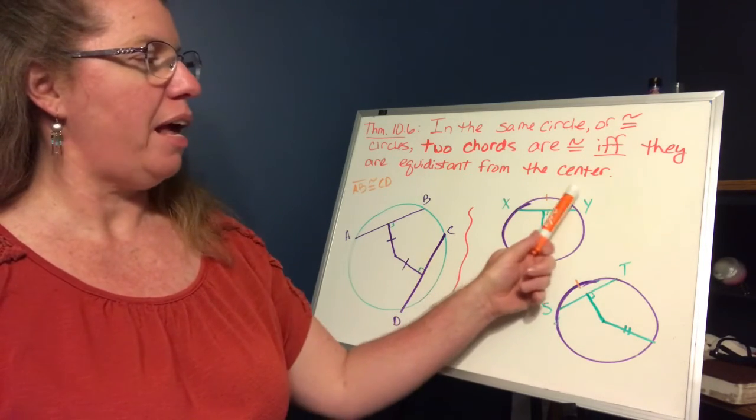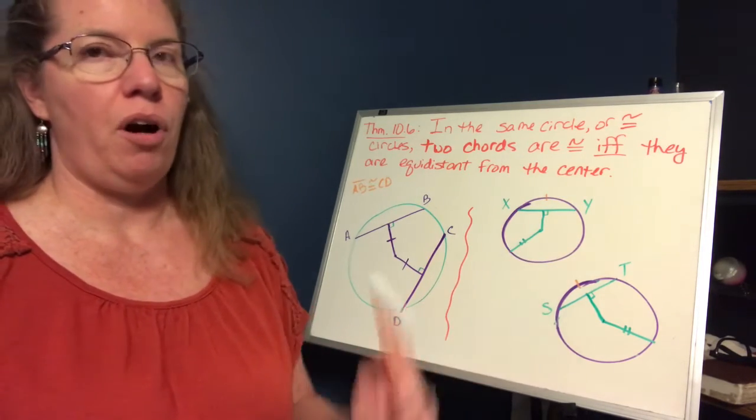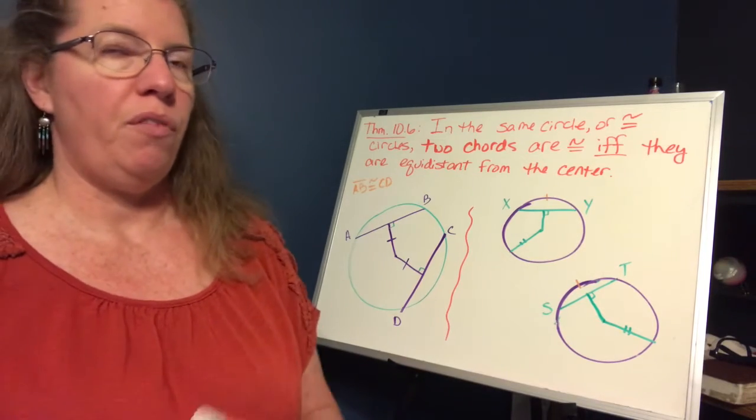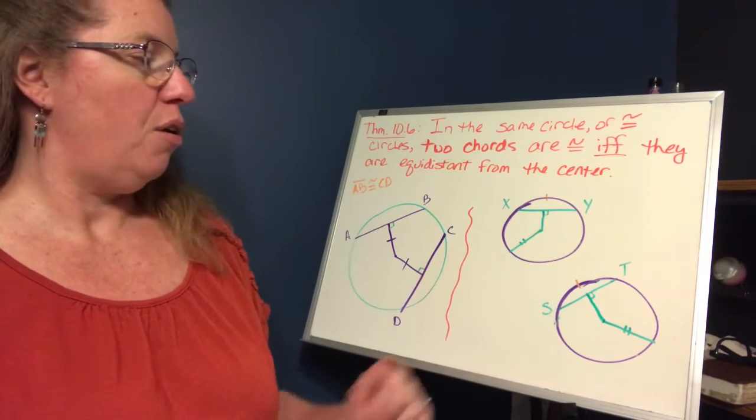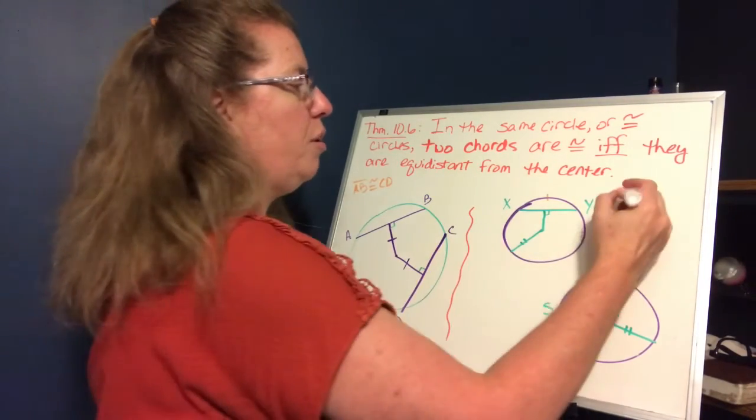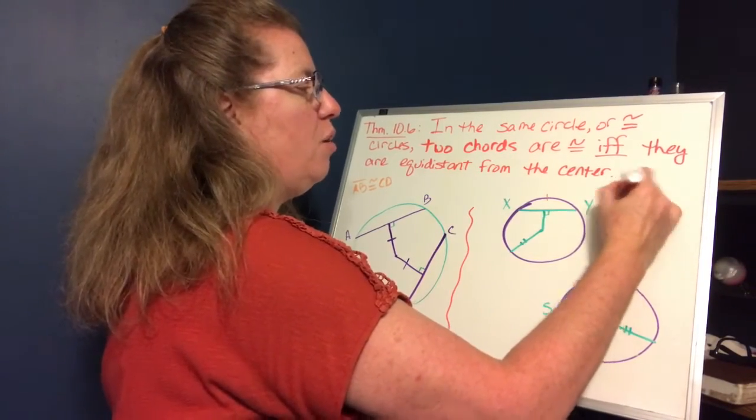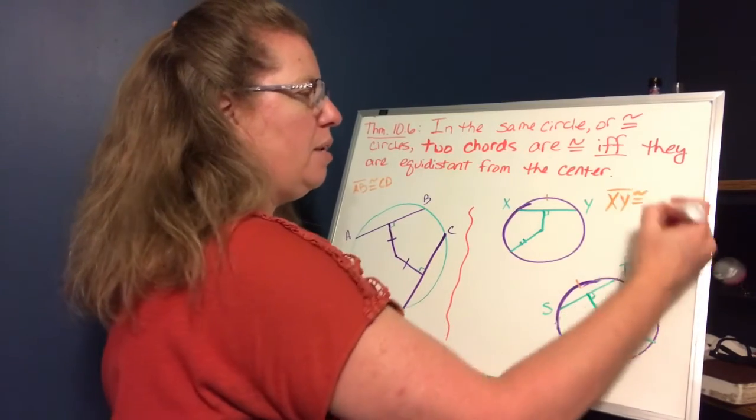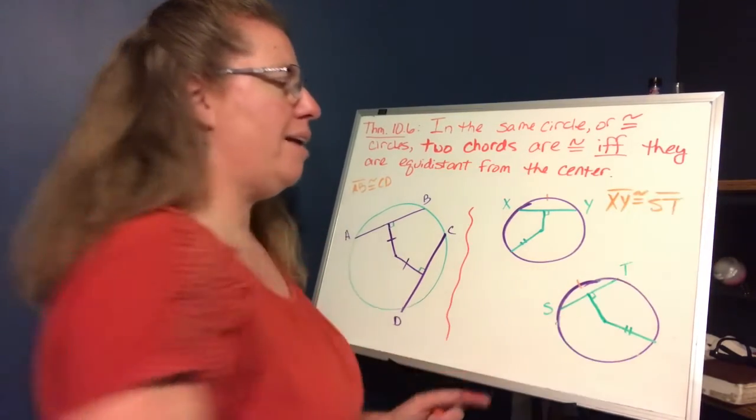And I said, let's say arc XY is congruent to arc ST. We know from one of our earlier theorems that that means the chords are congruent because their arc measures are congruent and the circles are congruent. So we have chord XY, we know, is now congruent to chord ST.